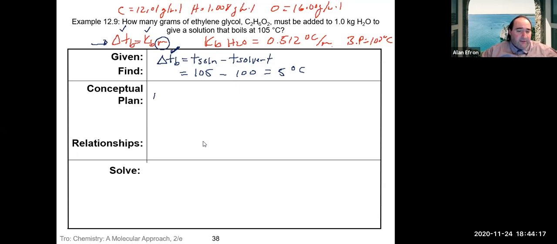At this point, we could solve for molality, which would be our change in boiling point temperature divided by the Kb, which we would find in the table. Again, for water, which is our solvent. So we would have 5 degrees Celsius divided by our 0.512 degrees Celsius per molality. And that's going to get us 5 divided by 0.512. Looks like 9.77.